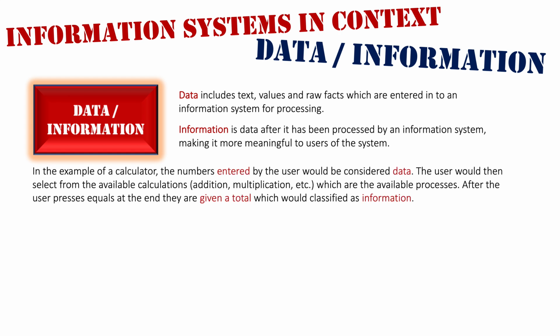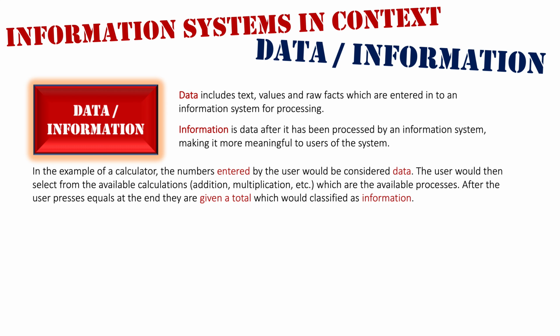So in the example of a calculator, the numbers entered by a user would be considered data. The user would then select from the available calculations, addition, multiplication, etc., which are the available processes of that information system. After the user presses equals at the end of that calculation, they are given a total, and that total is classified as information. The data, the numbers, have been processed, and then they are given the information, the actual total.